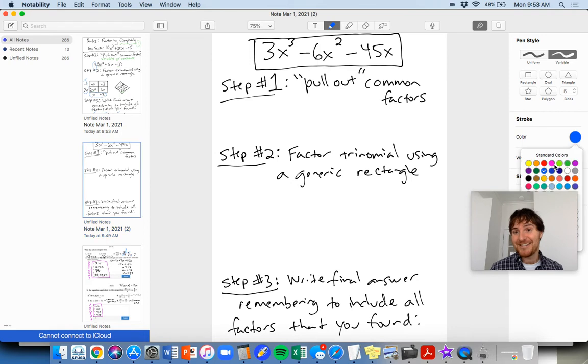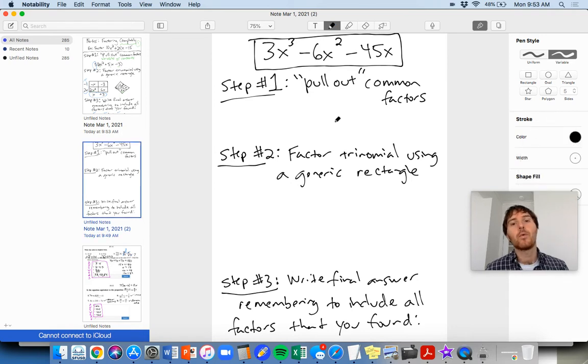Last but certainly not least, we have this one. Let's factor this one together. Shall we? Shall we do it? Okay, step number 1, pull out common factors. Well, I see a 3 here, I see a 6 here, I see a 45. So 3 is a prime number. The only thing I can pull out of this is this prime number 3, right? There's no reason to pull out 1, for instance.